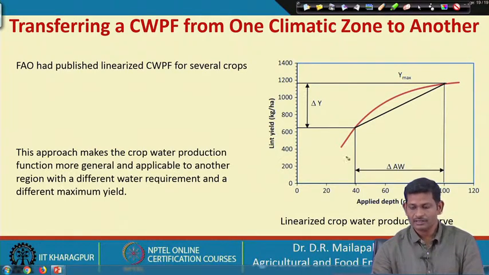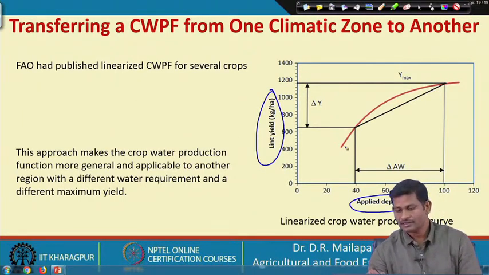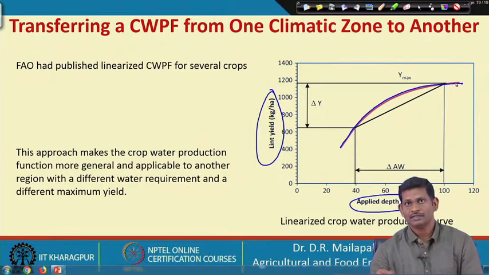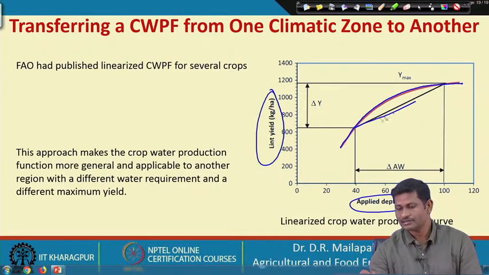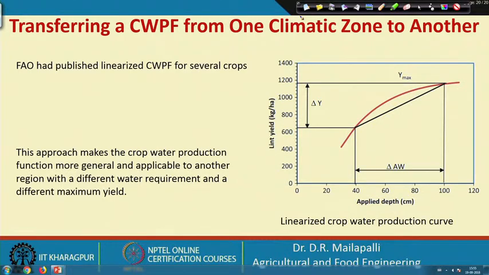Here, for example, the applied depth is on the x axis and lint yield on the y axis. This is the actual curve, and in order to linearize it, this is the linear curve. So how do we translate this curve into a linear curve? This is called linearization of the curve. It has a slope: this is the x difference and y difference, and delta y by delta AW will be the slope of this line.